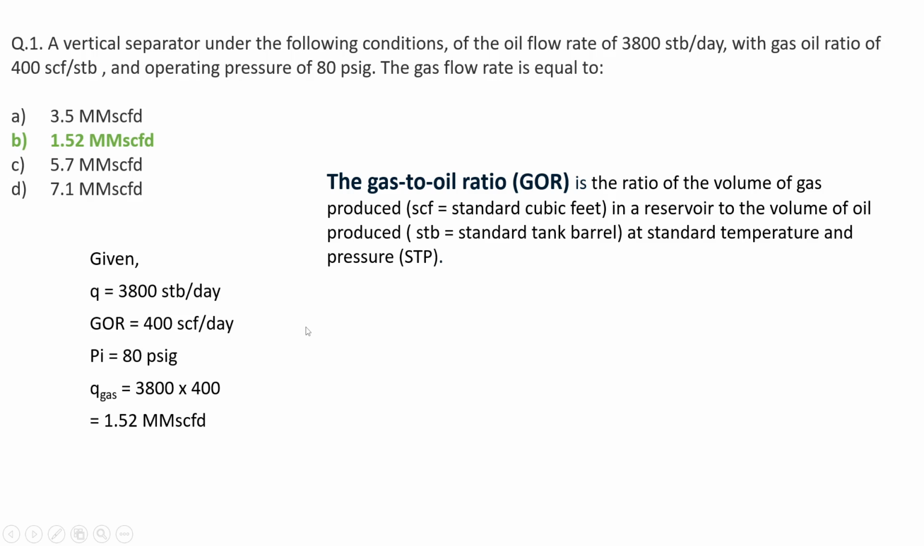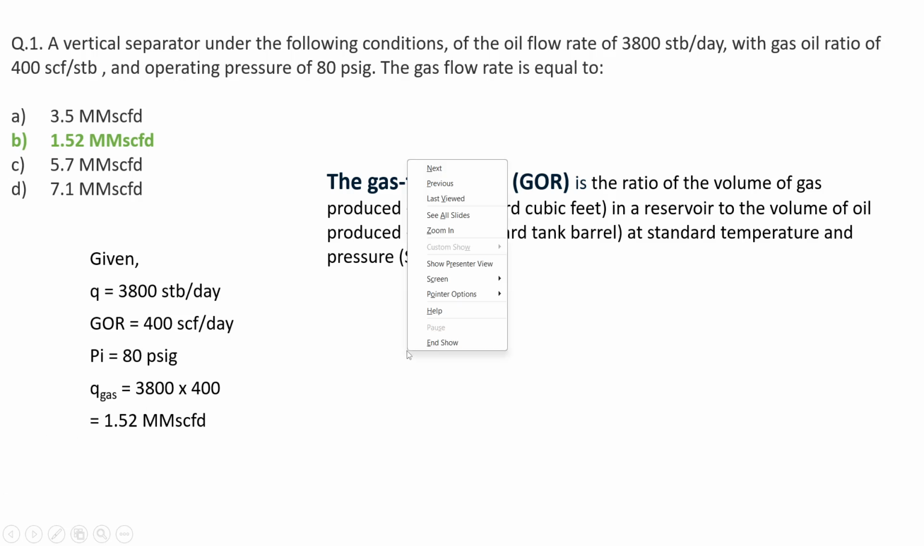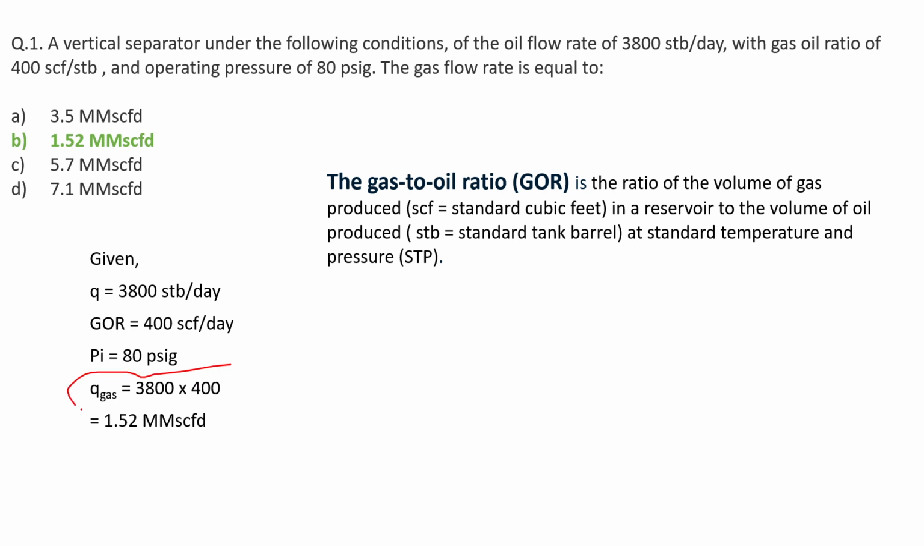Gas oil ratio will be equal to volume flow rate of gas divided by volume flow rate of oil. Oil is known to us, so the volume flow rate of oil will get multiplied by the gas to oil ratio, and from that we will find out the gas flow rate. So that's what is done here. We multiplied the gas oil ratio with the oil flow rate, and from that we found the gas flow rate, which comes out at 1.52 MMSCFD.